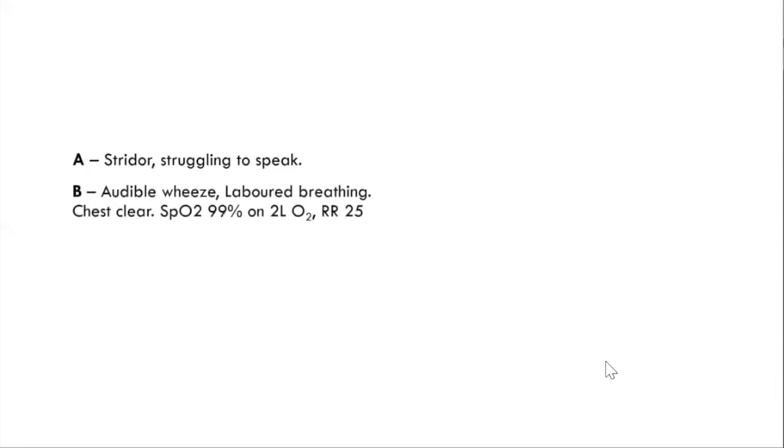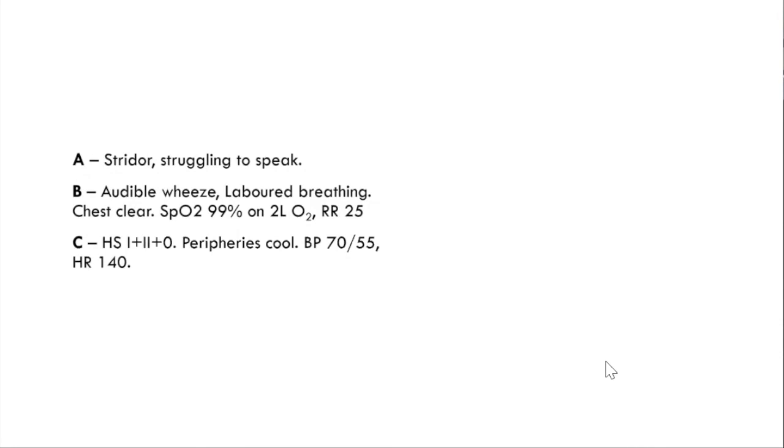A, stridor, you can hear there's an inspiratory noise when they take a breath in. They're struggling to speak. B, there's an audible wheeze when you listen. It's really labored breathing. The chest itself is clear apart from the wheeze. They're saturating okay now on a little bit of oxygen and they're slightly tachypneic. Heart sounds okay, again peripherally shut down, but blood pressure is starting to crash. They're deteriorating in front of your eyes in the 5 minutes that they've been there with you.